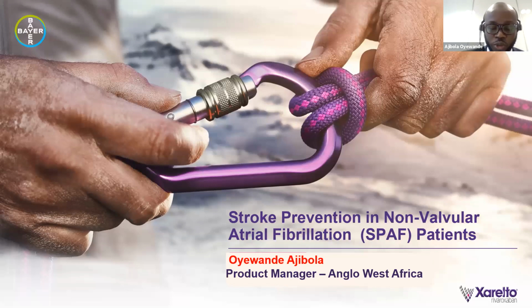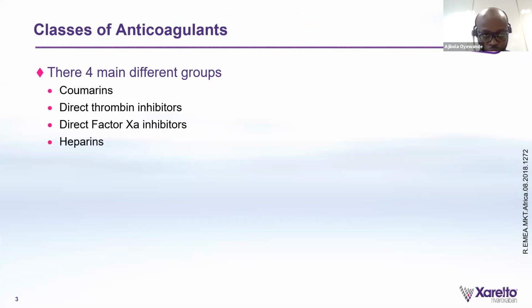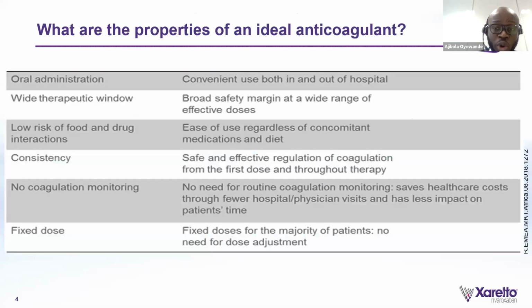In the next 4 to 5 minutes, I'll be sharing why we should consider Xarelto as the ideal anticoagulant for stroke prevention in non-valvular atrial fibrillation patients. Like we already know, according to the Framingham study, as Dr. Ojji and Dr. Olalekan have stressed, patients with atrial fibrillation are 5 times more likely to have an ischemic stroke. Of course, there are different classes of anticoagulants currently available.